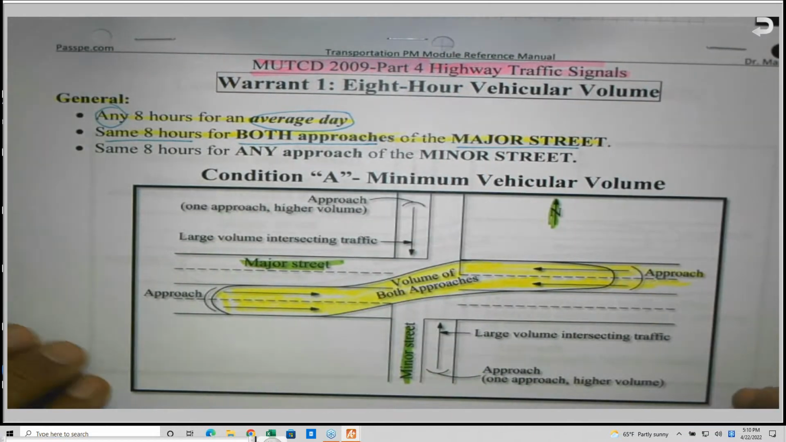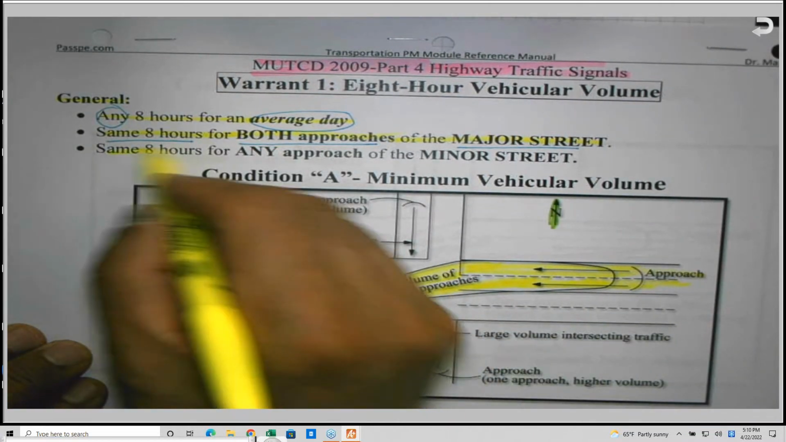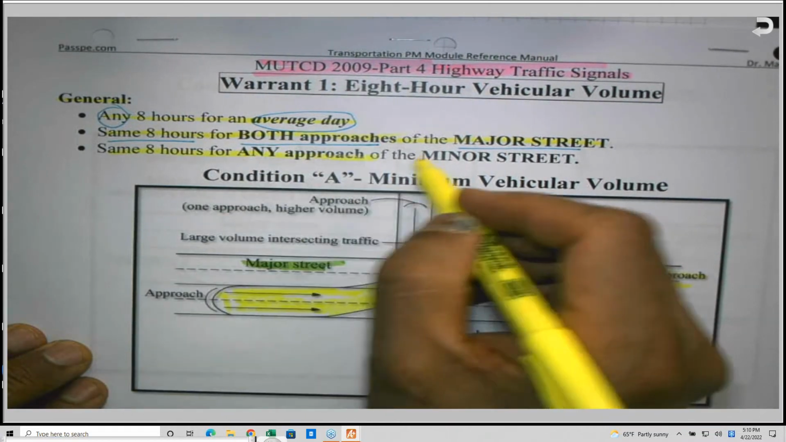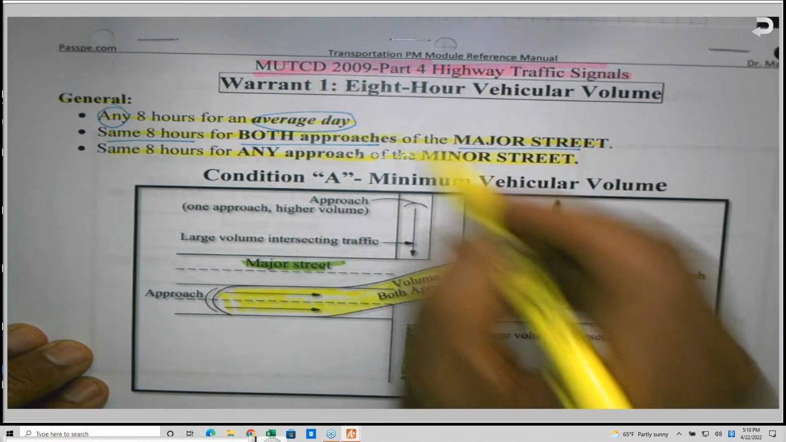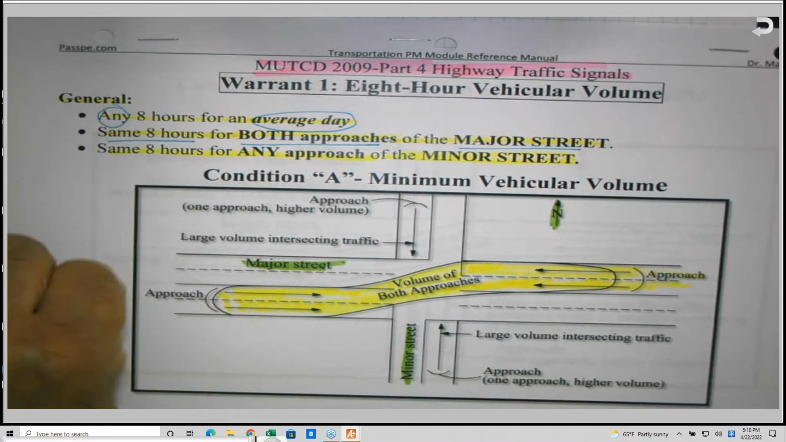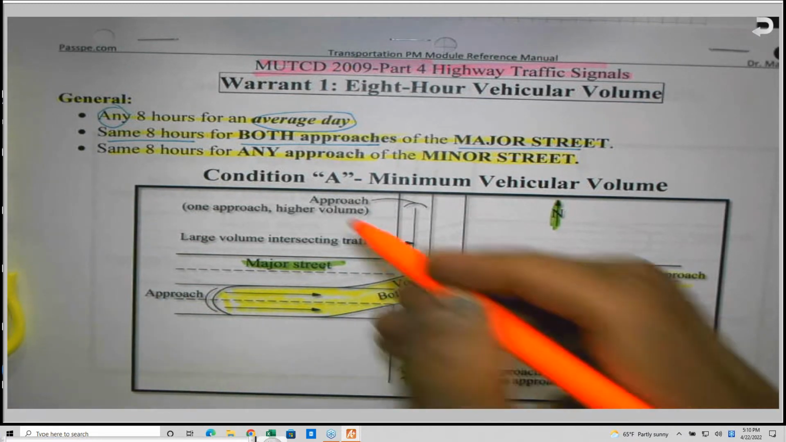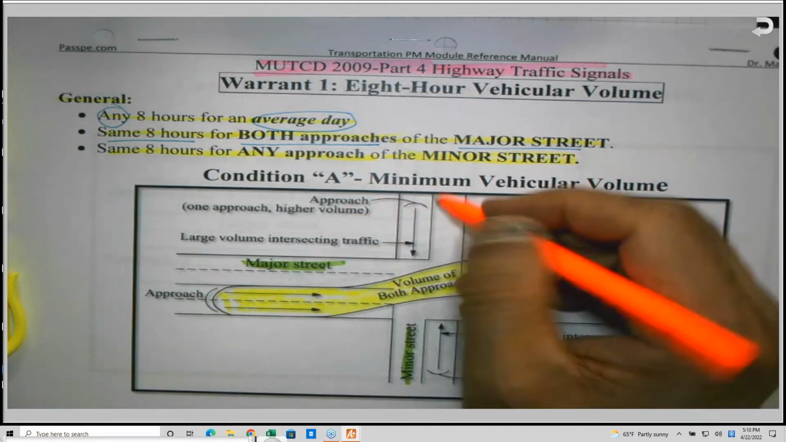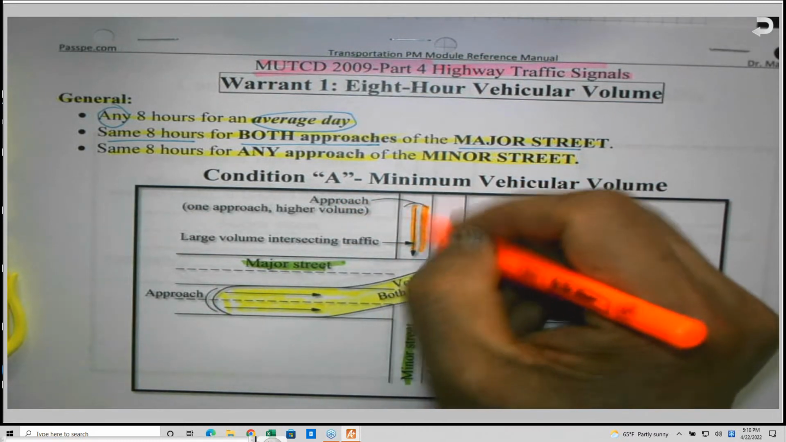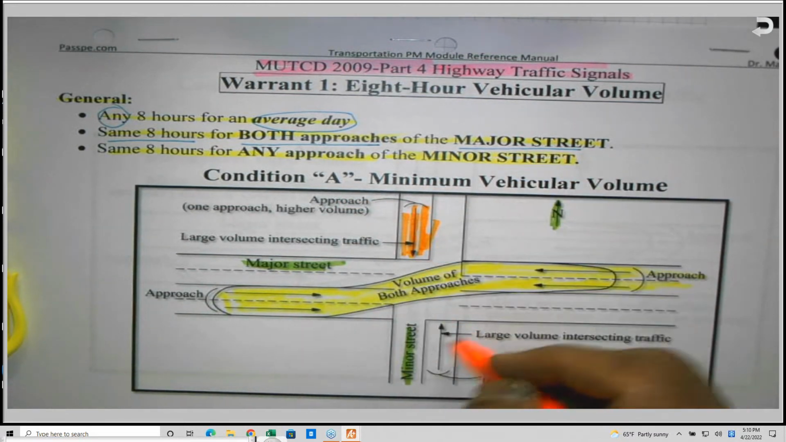What about the minor street? Same 8 hours for any approach of the minor street. So the minor street, we pick only one approach. Okay, you will find that here. I say that this is called approach along the minor, and this is called approach along the minor.